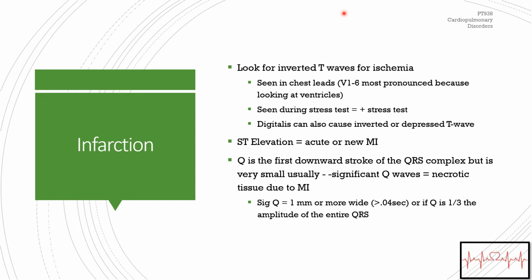In the QRS complex, the Q wave in V1 to 6 is significant, meaning that the Q wave takes up more space than it should, and we'll go over this in a minute. So a significant Q wave means greater than 1 millimeter wide, or the amplitude of the Q component of the QRS complex is 1/3 of the amplitude of the entire thing. That indicates significant necrosis of myocardial tissue.